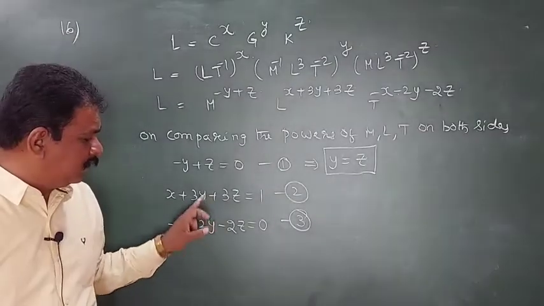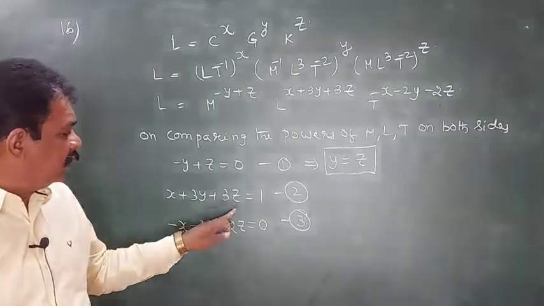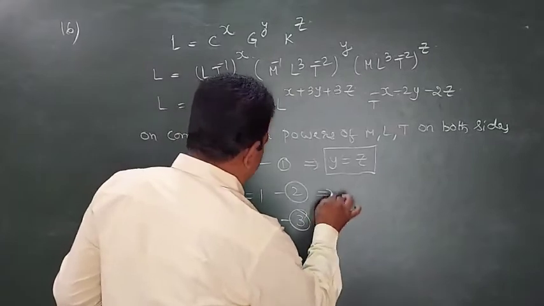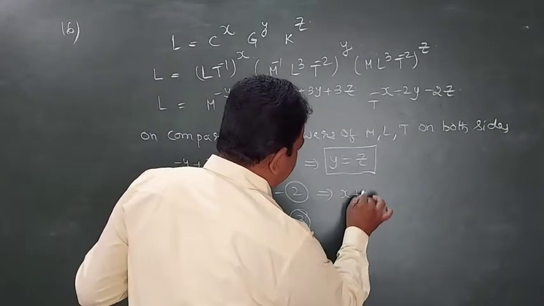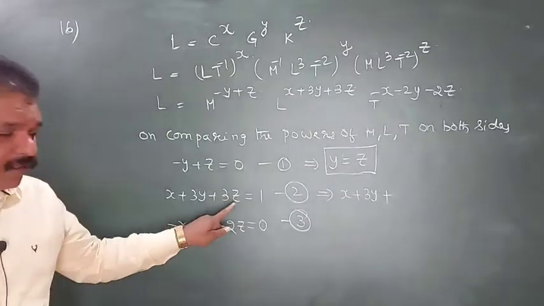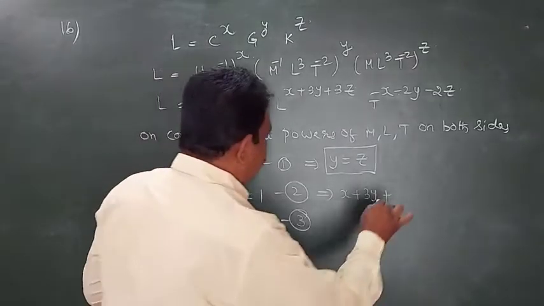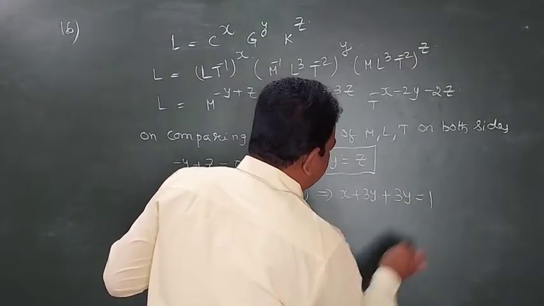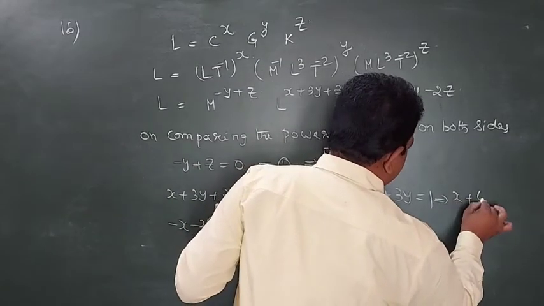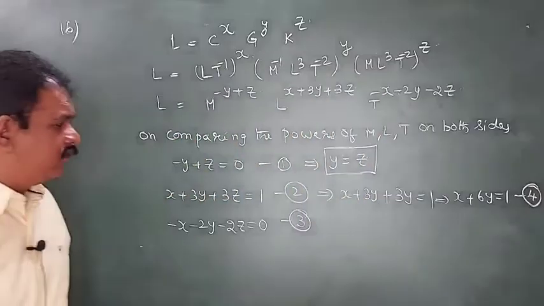In these two equations, 2 and 3, instead of Z, I am substituting Y. So then what we will get? X plus 3Y. Z is equal to Y, no? In the place of Z, I am substituting Y. So, plus 3Y is equal to 1. So, this becomes X plus 6Y is equal to 1. Let it be equation 4.